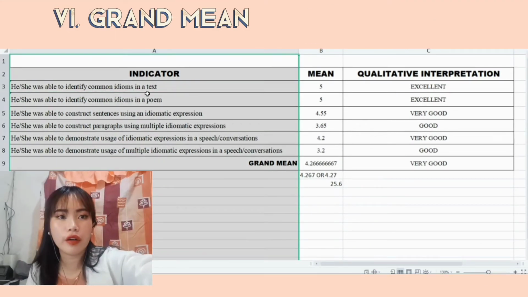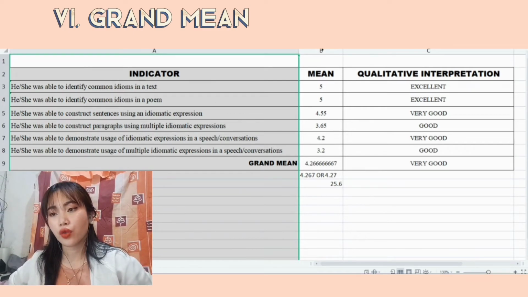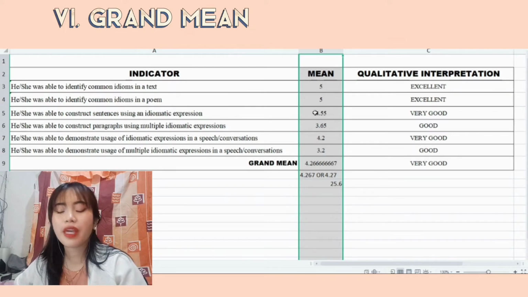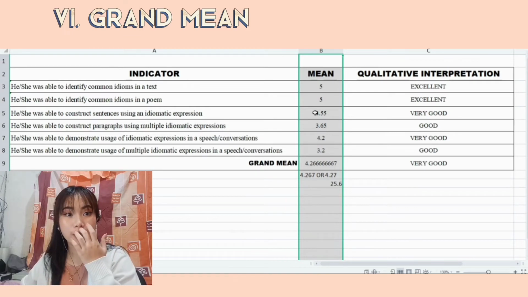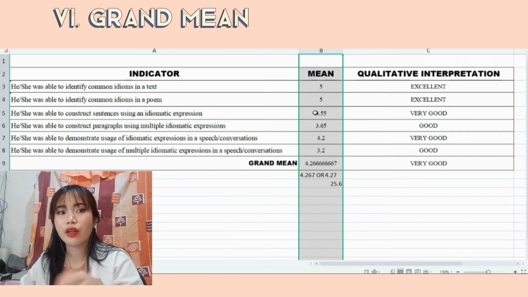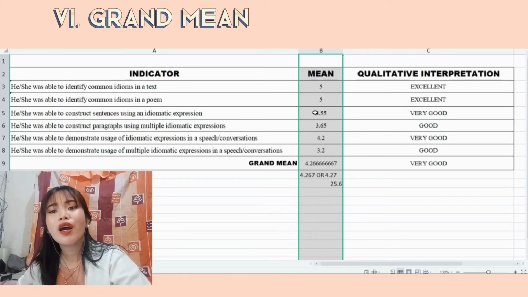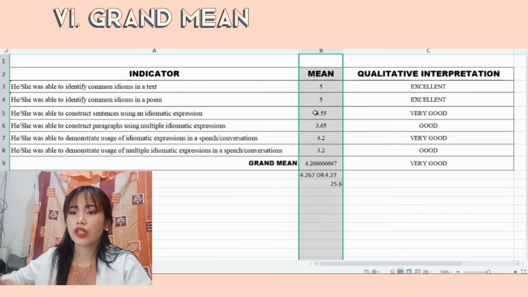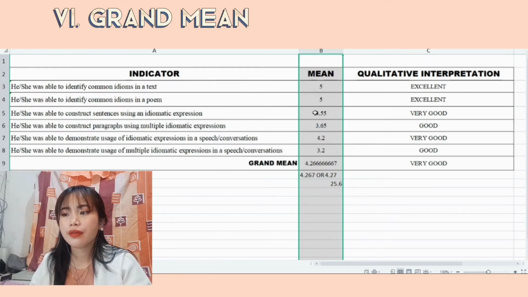Since we've got all of the total ratings of the indicators from the 4 participants, now we're going to make another table which has 3 columns. The first column still contains the indicator, but the second column contains the mean, what we call the total ratings of the indicators. For indicator number 1, we have a total rating of 5, right? And the qualitative interpretation in the next column is excellent. 5 is equal to excellent. So as you can see in our table, it is already plotted here. And we're going to write the indicators in the first column of the table.